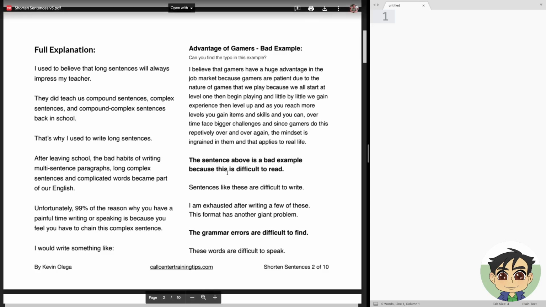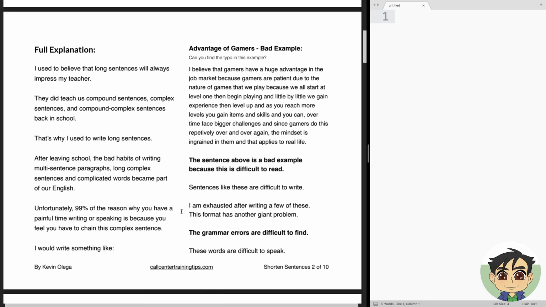Sentences like these are also difficult to write. And I wrote this down when I was writing this down. I am exhausted after writing a few of these.